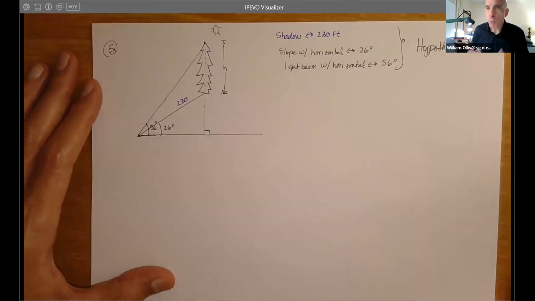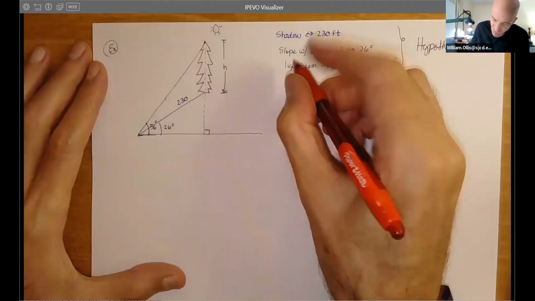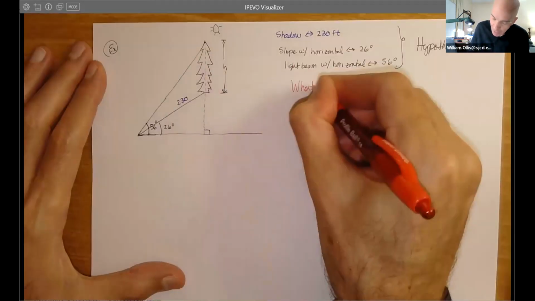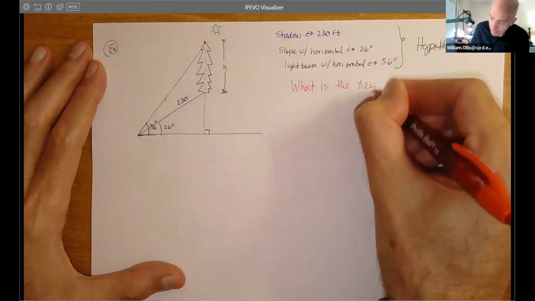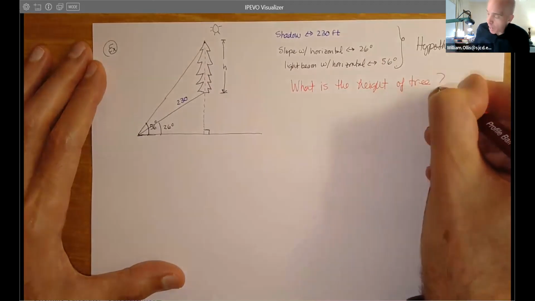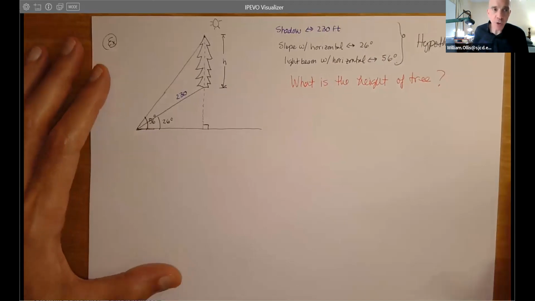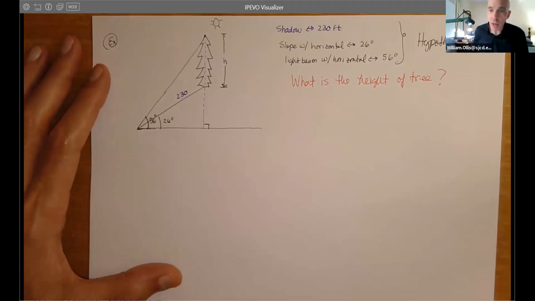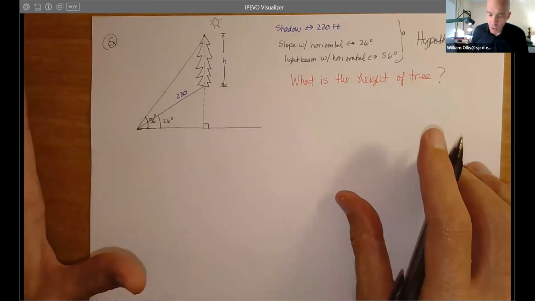So you're thinking, what are they going to ask us here? They're going to say, what's the height of the tree? What is the height of the tree? Now, of course, if you're a surveyor, then this problem would be something that you could figure out pretty quickly. But since you're in Professor Ron's pre-cal class, you can do it too.